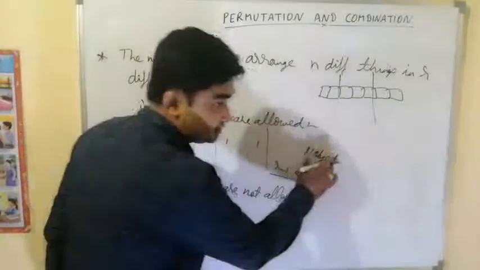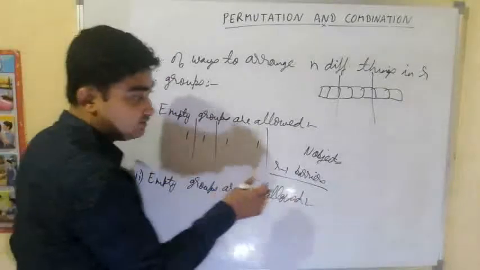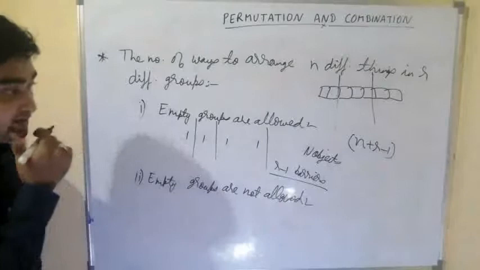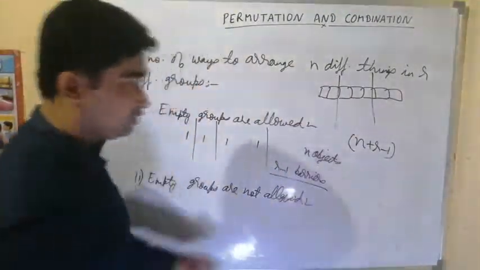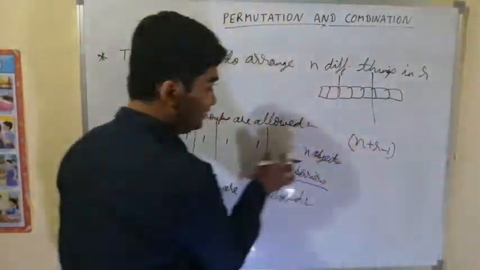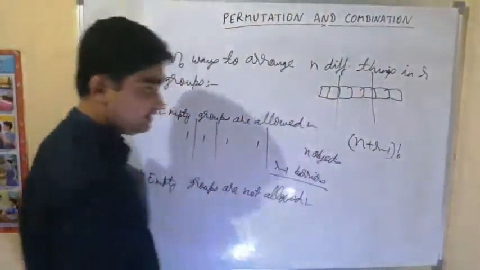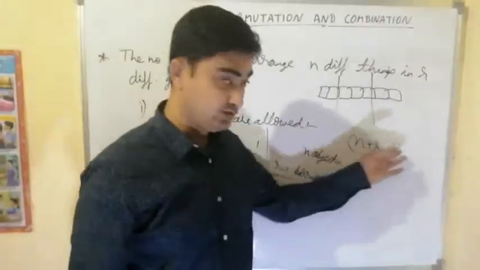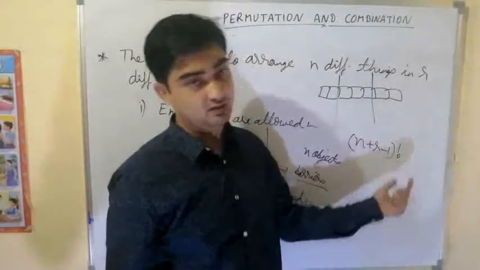Now, in total we have how many objects? n objects and r minus 1 barriers. All put together we have n plus r minus 1 things. So small n objects plus r minus 1 barriers can be arranged in n plus r minus 1 factorial ways. n things can be arranged in n factorial ways, and a total of n plus r minus 1 things can be arranged in n plus r minus 1 factorial ways.